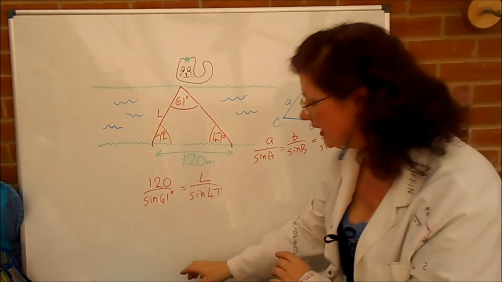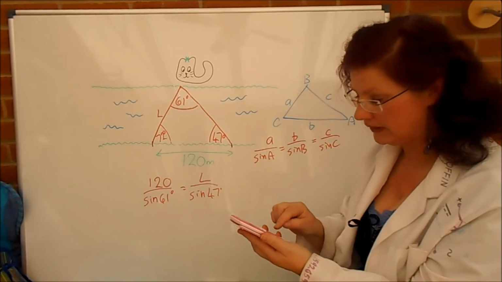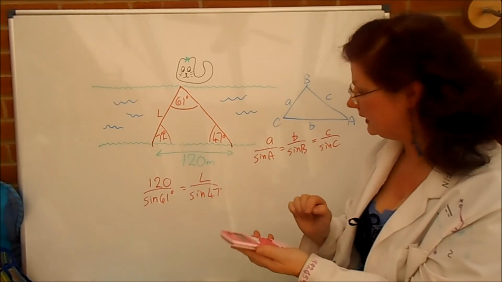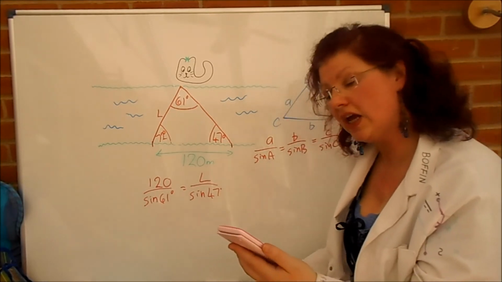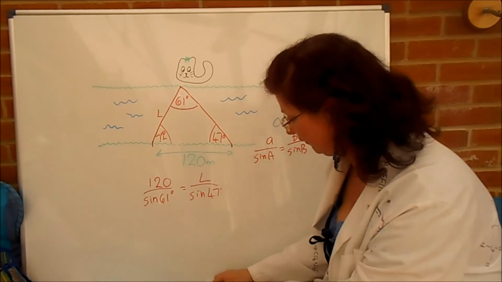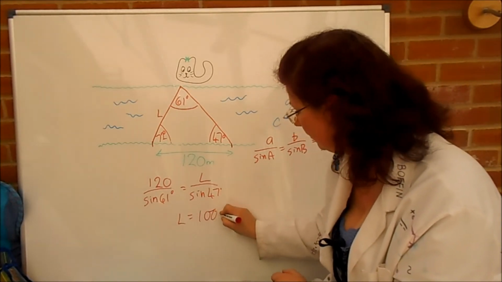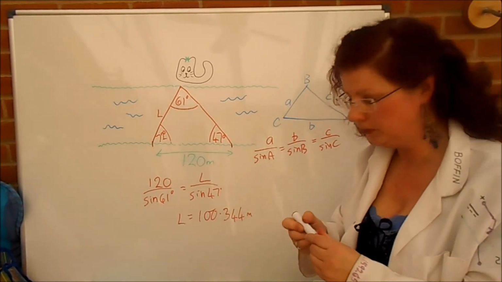So just rearranging that for L, we get 120 divided by the sine of 61, which comes to that, multiplied by the sine of 47, gives us 100.344 by the time we've rounded it there. So L equals 100.344. And that looks quite reasonable.